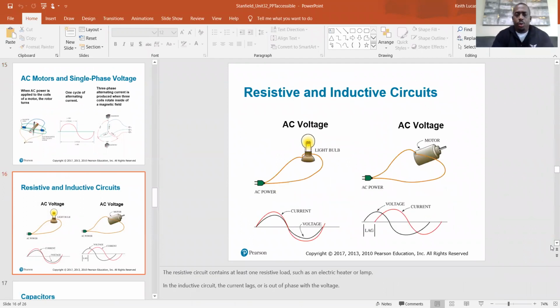All right, so resistive and inductive circuits. A resistive circuit contains at least one resistive load, such as an electric heater or lamp. In the inductive circuit, the current lags or is out of phase with the voltage. So you can kind of see the lag here between the voltage and the current on the inductive circuit.